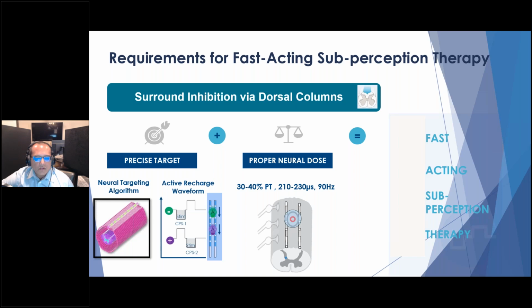The requirements for fast-acting subperception therapy are that you need precise targeting and a proper dose. So you turn on the targeting over the area of pain, then you decrease that stimulation to between 30 and 40% below perception. And typically, for those that do their own programming, it's between 210 and 230 microseconds and 90 hertz.